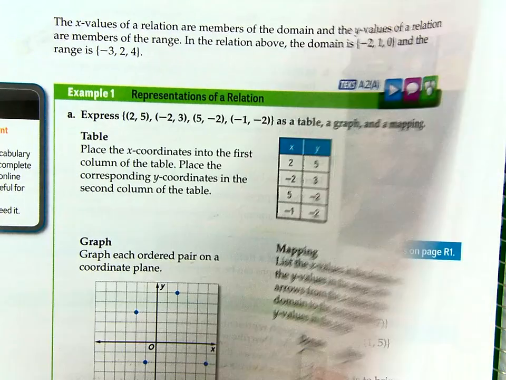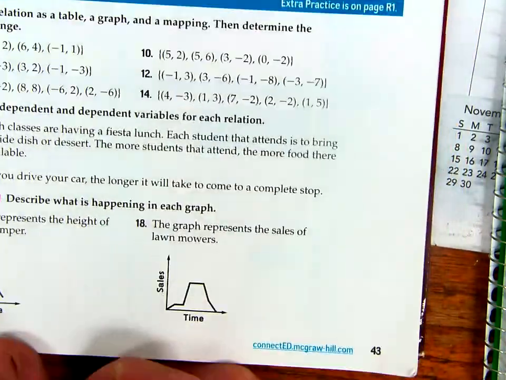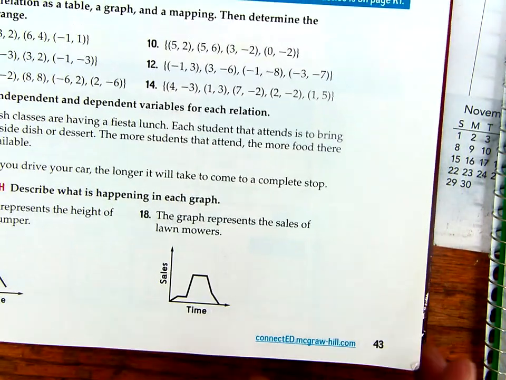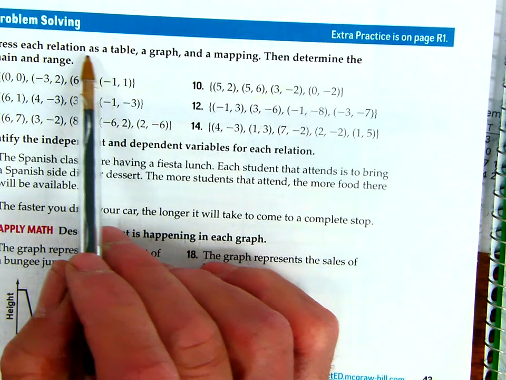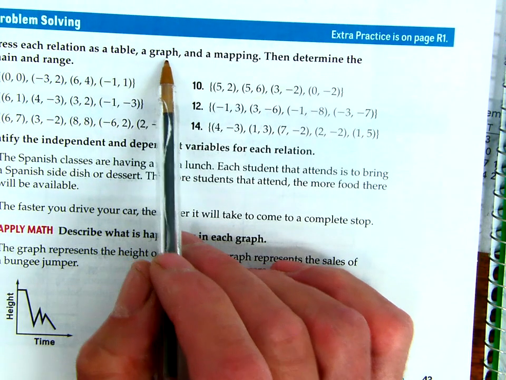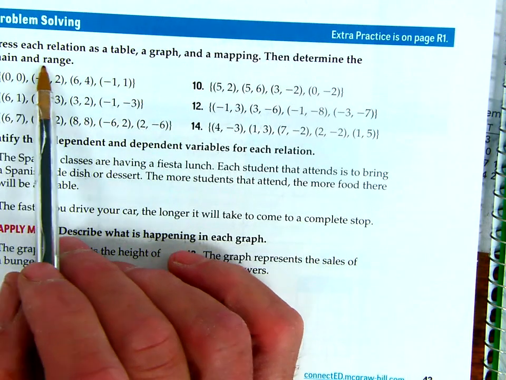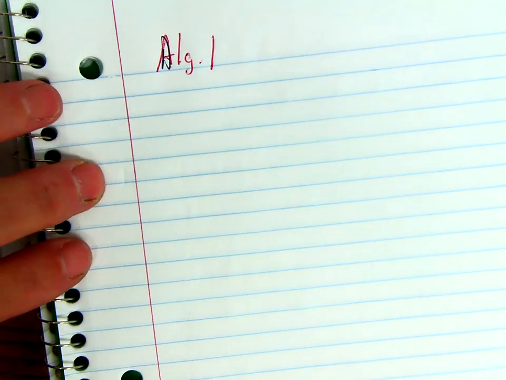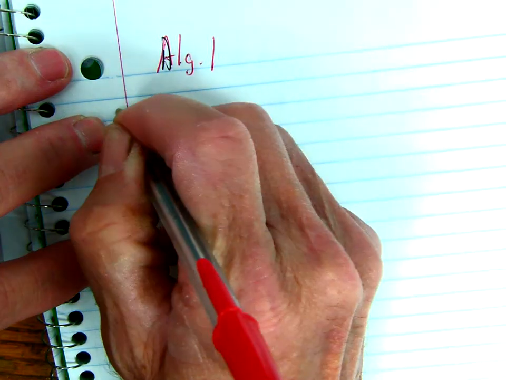So here we go. The work is on page 43, 9 through 14. And the instructions say, express each relation as a table, a graph, and a mapping. Then determine the domain and range. So I'll work number 9 with you. The rest will be done just like number 9.